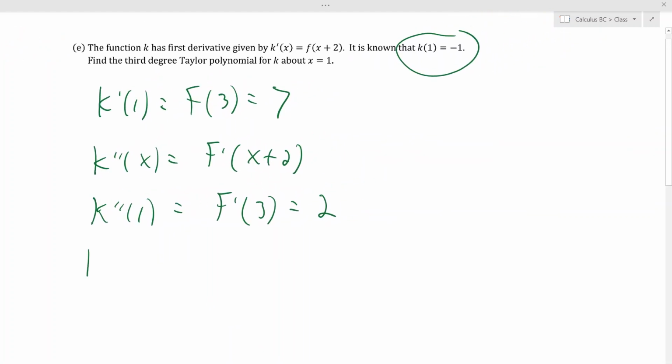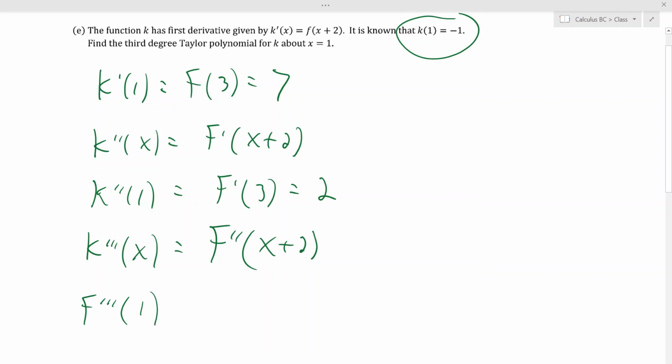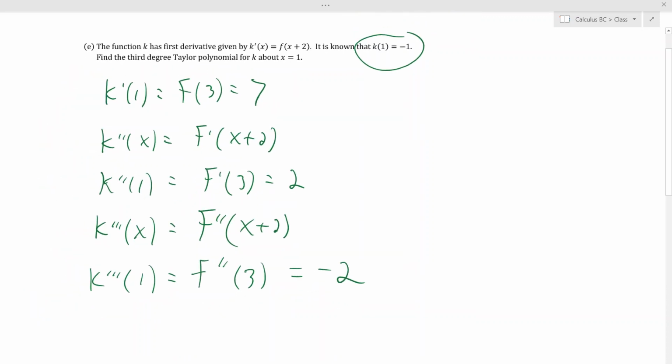So that's that. And then k triple prime of x is f double prime of x plus 2. So k triple prime of 1 is f double prime of 3, which is the slope of f prime at 3, which we said before was negative 2, and I messed up. So we've got all the values we need.